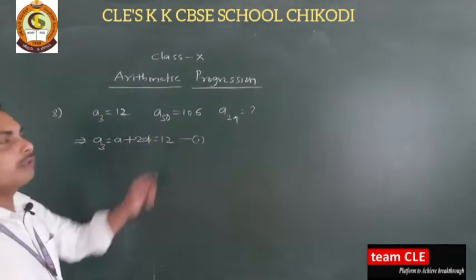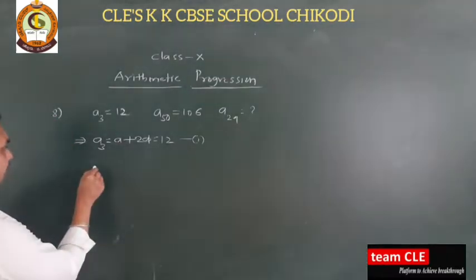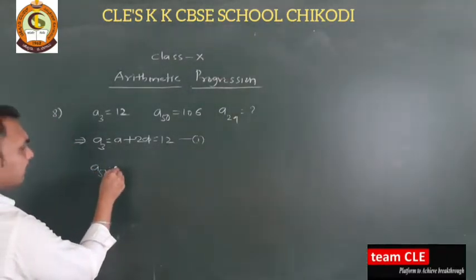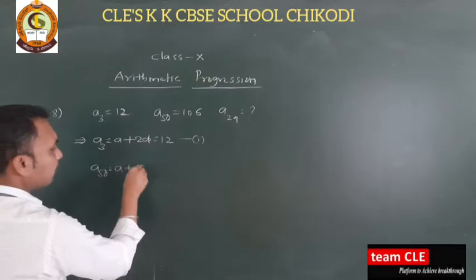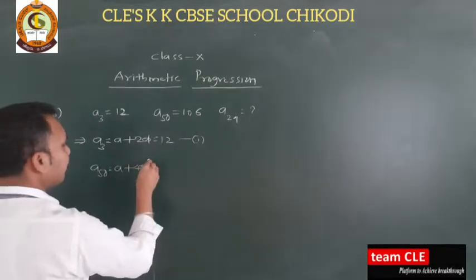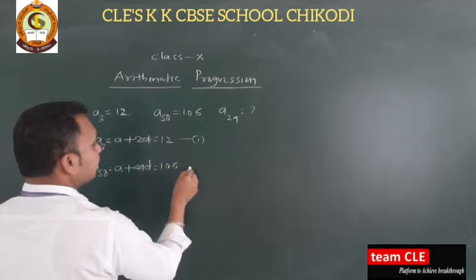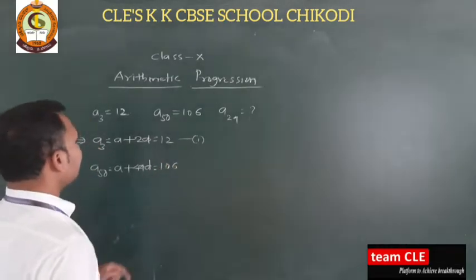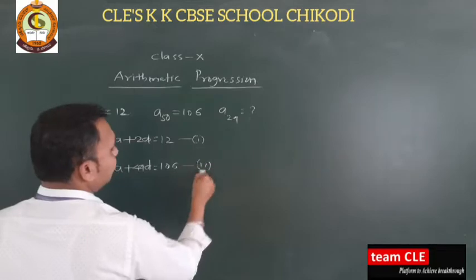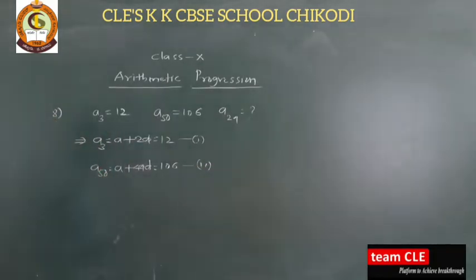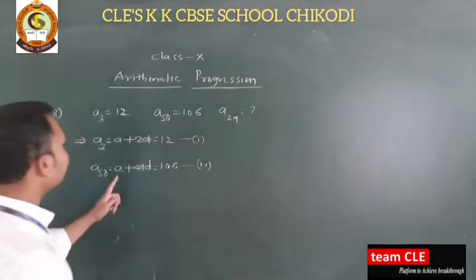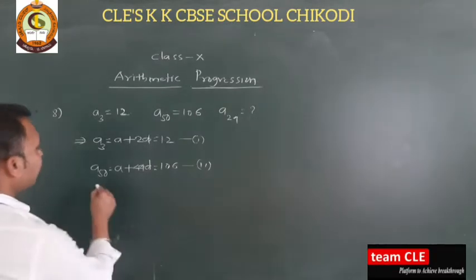Now we have A50, so A50 is equal to A plus 49D. A plus 49D is equal to 106. This is equation number 2. Now we need to solve equations 1 and 2.